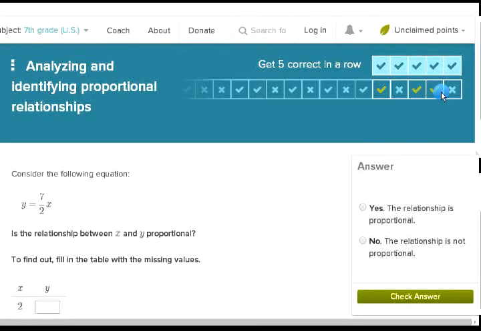I want to take a look at some of the examples that you'll come across now. This is in Khan Academy, analyzing and identifying proportional relationships. So let's take what we talked about with the table, the graph, and the equation, and we're simply looking to identify, is the relationship proportional, yes or no?